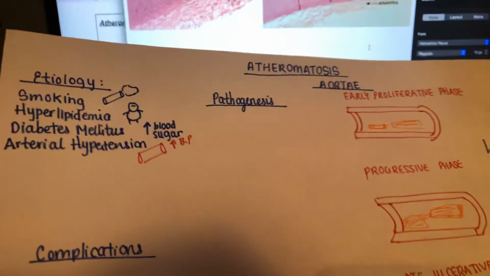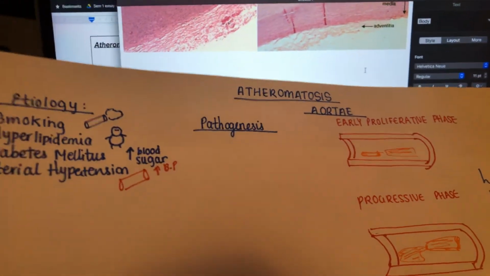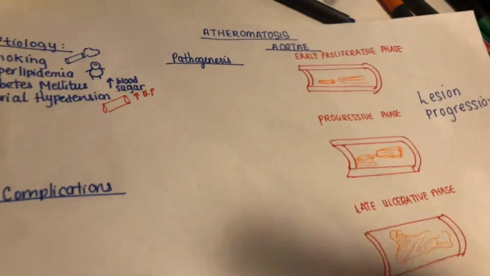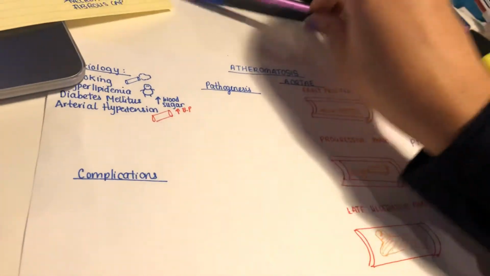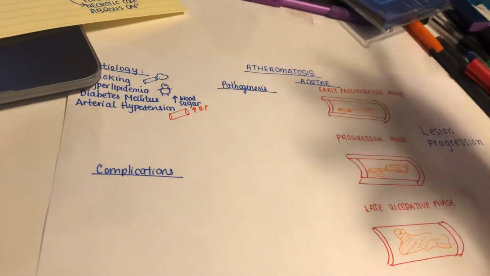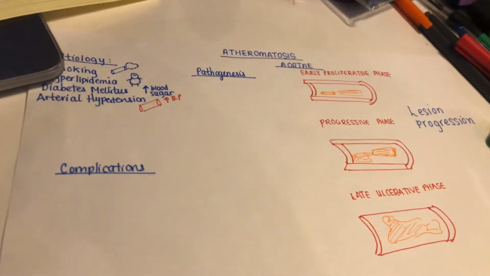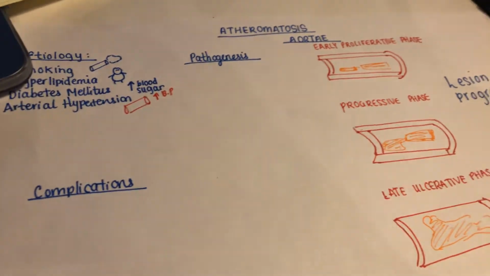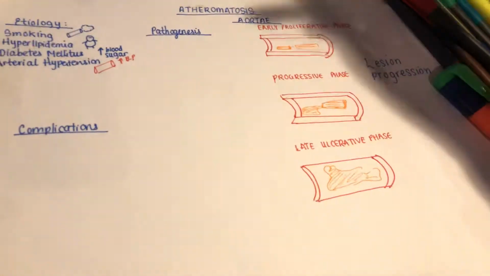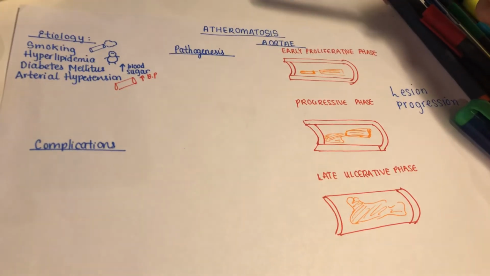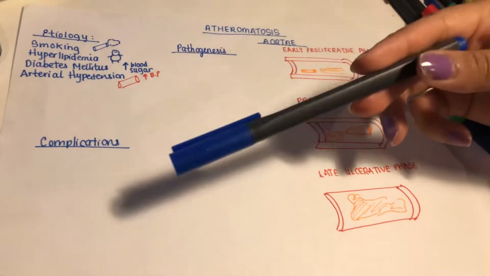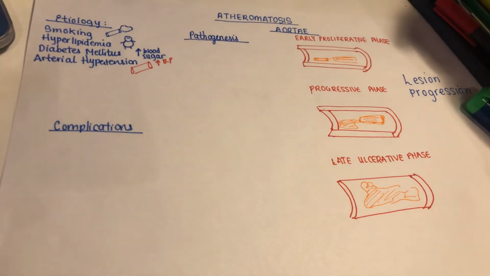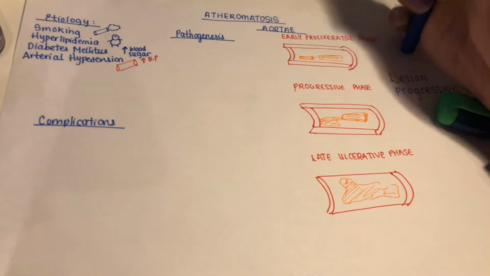So we're going to be talking about atheromatosis aortae, and this is to do with atherosclerotic plaque formation on the actual layer of the aorta. The aorta is one of the biggest blood vessels found, if not the biggest, and so when we get an atherosclerotic plaque formation on the aorta, it can be due to a number of reasons and can have a number of different complications as well. And it's not always smooth sailing. It has some serious complications.